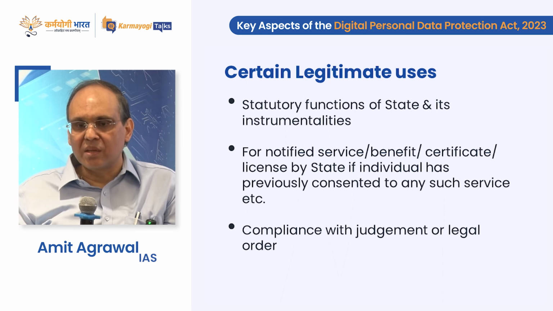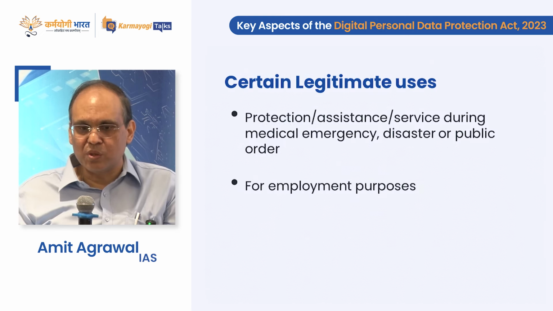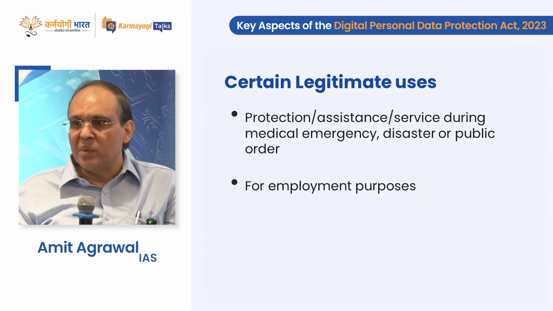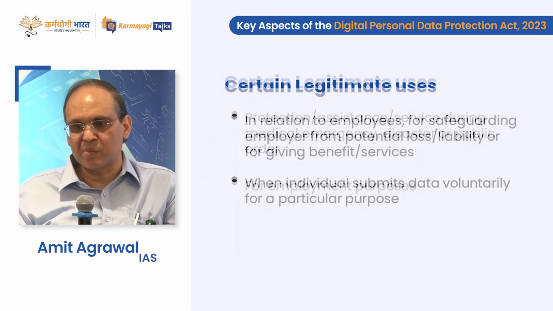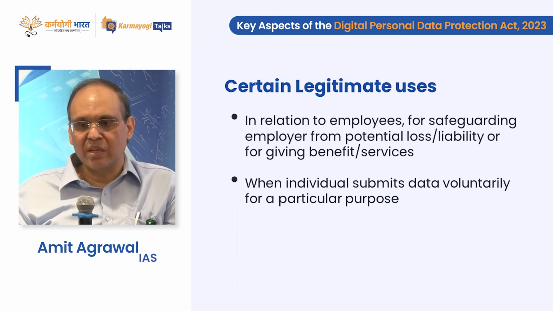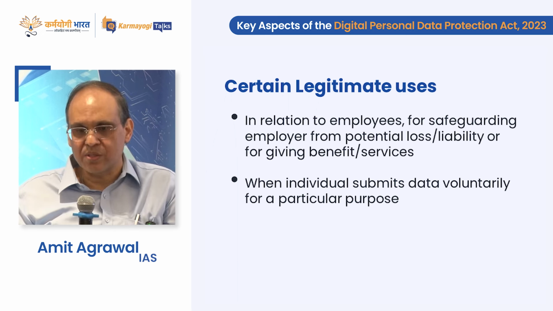Compliance with judgment or legal order, protection or assistance or service during a medical emergency, disaster or public order, or to save an individual's life, for employment purposes. In relation to employees, we all give biometric attendance and such things, because if you don't have those checks, the employer runs a risk of IPR violations, copyright issues, corporate espionage, or the employee is not really doing the work. So to safeguard the employer from potential loss or liability, or for giving them a benefit like EPF, you will require details for benefit or services.